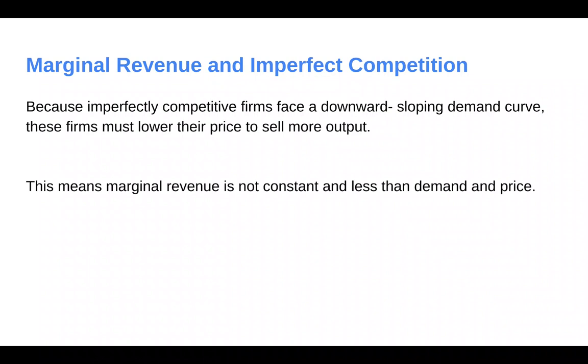And because imperfectly competitive firms face a downward sloping demand curve, these firms have to lower their price to sell more output. That's the law of demand. If you want to sell more, you've got to come up with a lower price. And this has an implication for marginal revenue. When we were talking about perfect competition, we said that marginal revenue, demand, and price are all the same. But that is no longer true when we get to imperfect competition. Marginal revenue, in fact, is not constant, and it's less than demand and price.